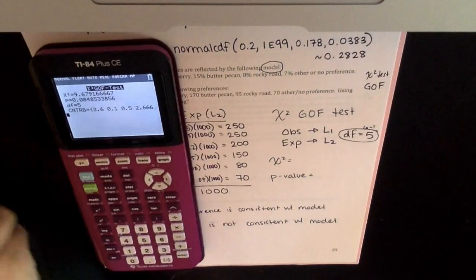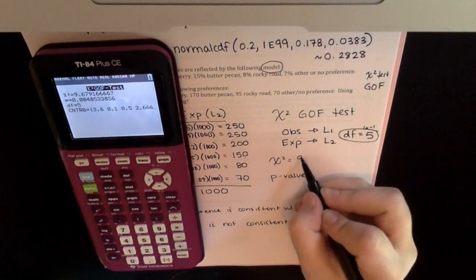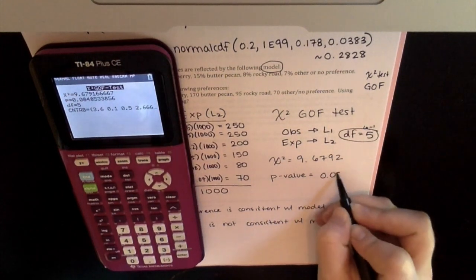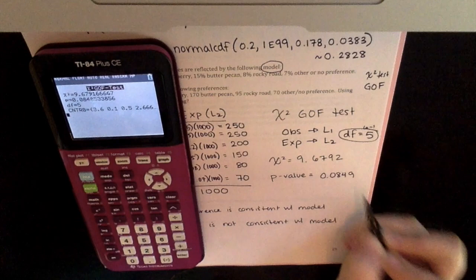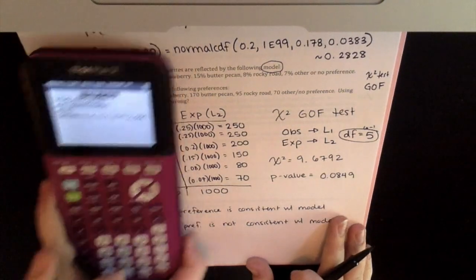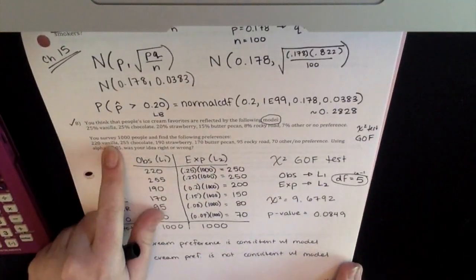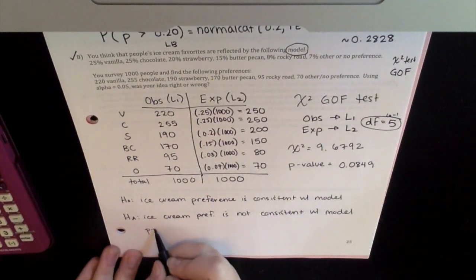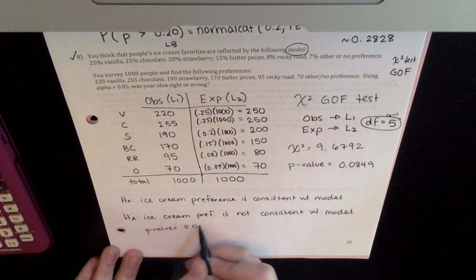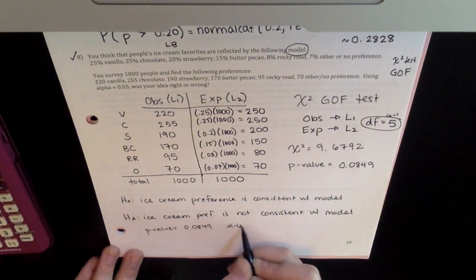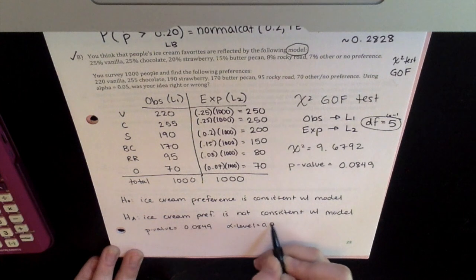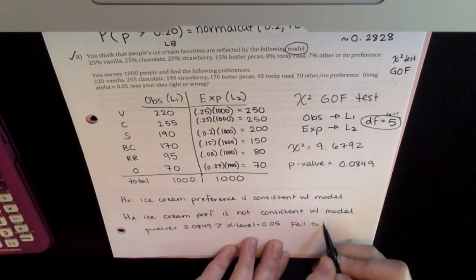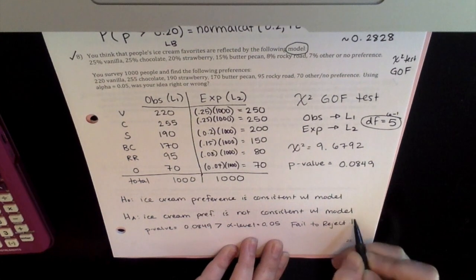So I'm going to write down my chi-squared and my p-value. Chi-squared is 9.6792, and p is 0.0849. We were supposed to go up here and use alpha as 0.05. So my p-value is 0.0849 compared to my alpha level of 0.05. It's greater, so we're going to fail to reject the null.